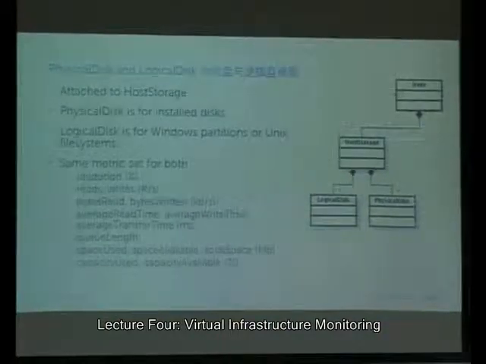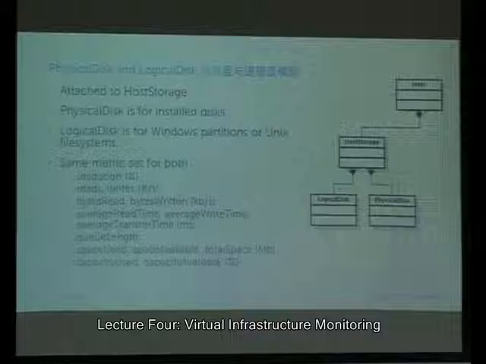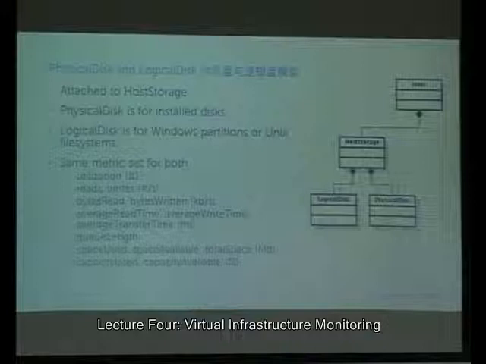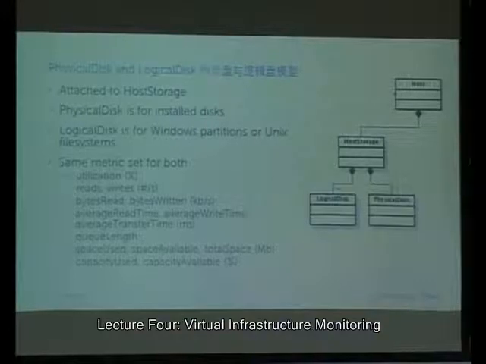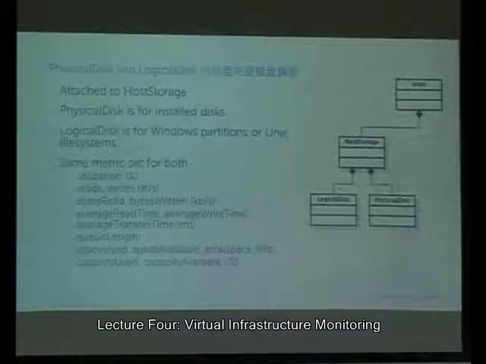So the physical and logical disk objects, as you can imagine, are very similar. They have the same kinds of metrics. Some of them are a little bit different, but it's mostly the same. And you get one instance per physical and logical disk. So physical disk is for actual physically installed disk, and logical is for partitions or file systems, NFS-mounted file systems, that kind of thing, shared files. And so we create the right object depending on what we detect in the system.